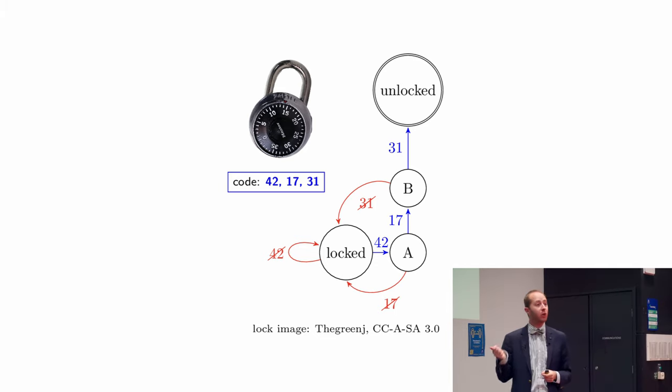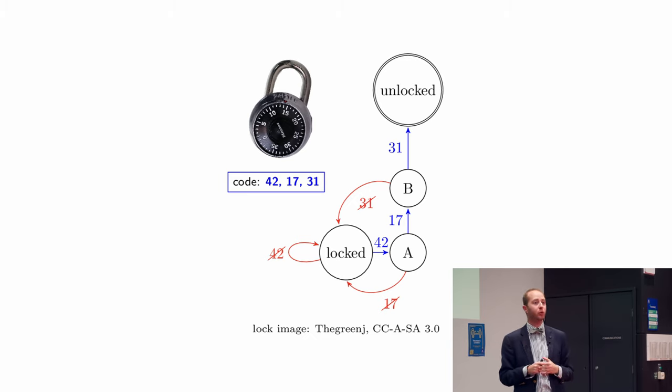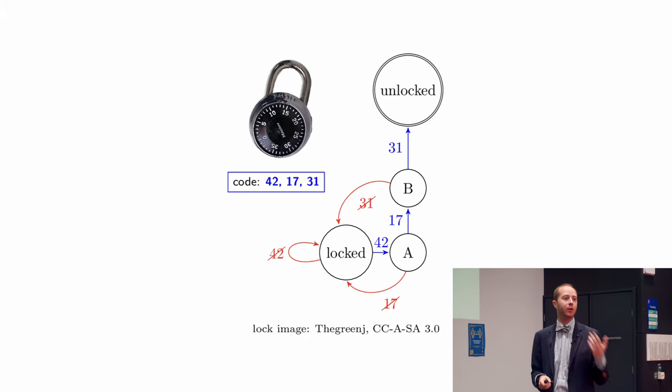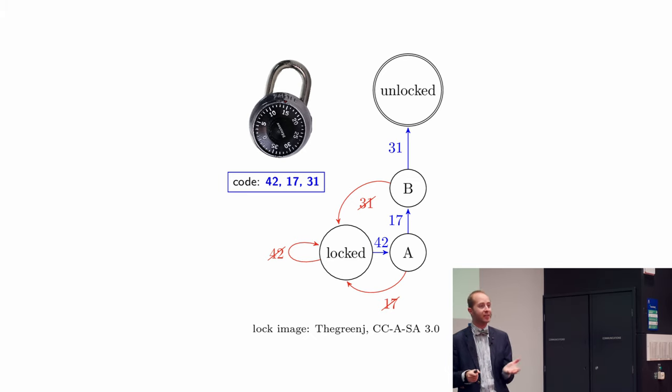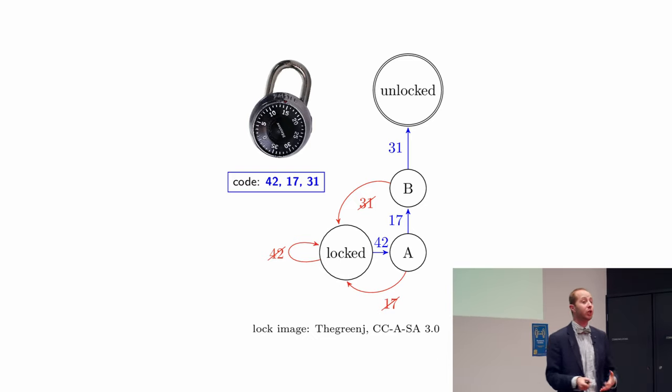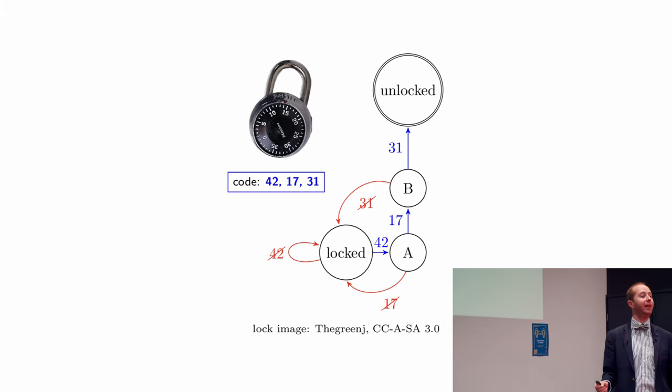You can also see from the locked position, if you enter a number that isn't 42, which is the first correct number in the sequence, you stay in the locked position. So this is another form of transition that allows you to go from a state to the same state, showing that you haven't made progress on a certain input. And that's another feature of these state diagrams: you can think of each of these transitions as corresponding to certain inputs to our machine. So in this case, the winning input to our machine is 42, 17, 31.